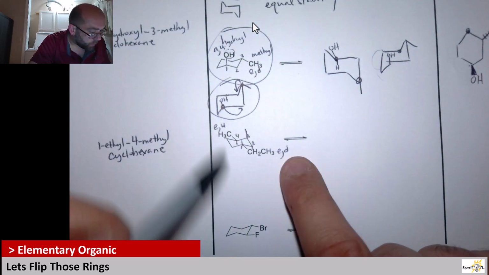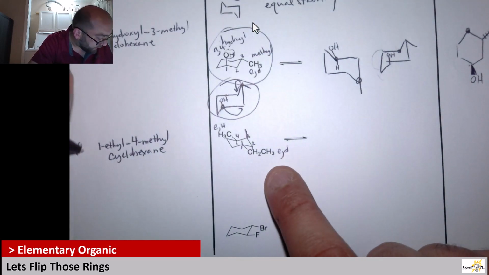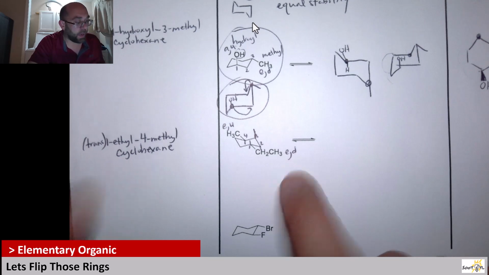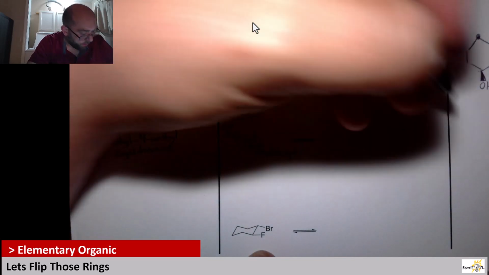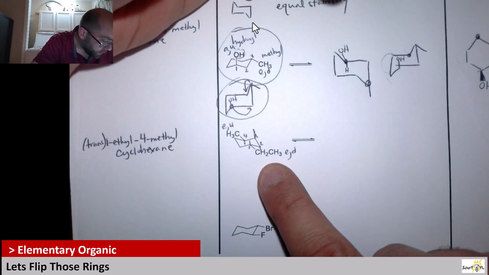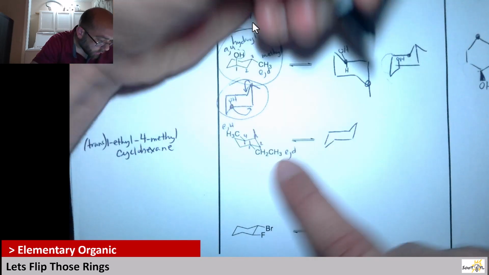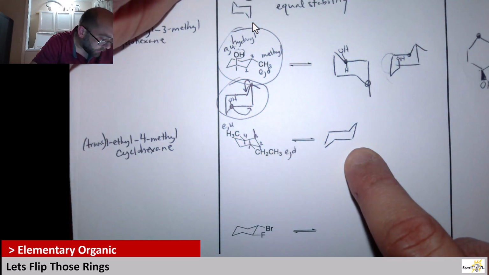So one's up, one's down. So that means it has to be trans-1-ethyl-4-methylcyclohexane. All right. Now when I do the ring flip, right? So drawing the mirror image like so. Let's go clockwise.